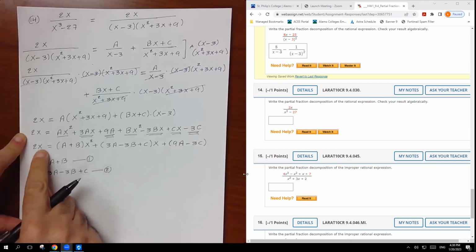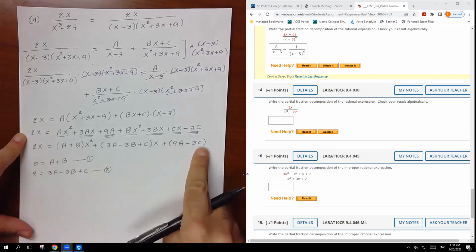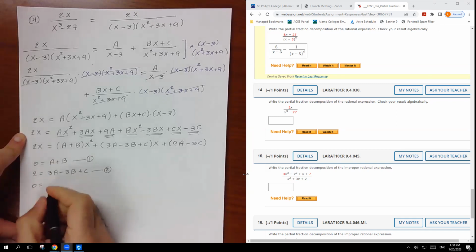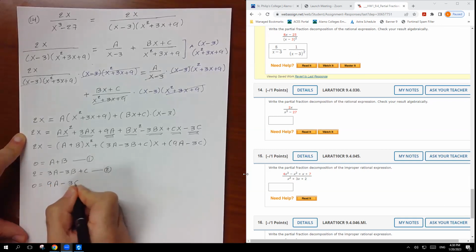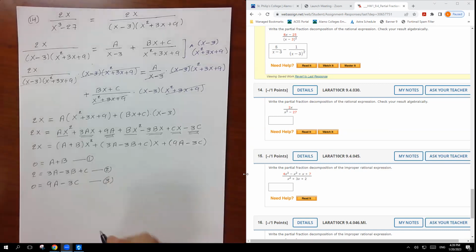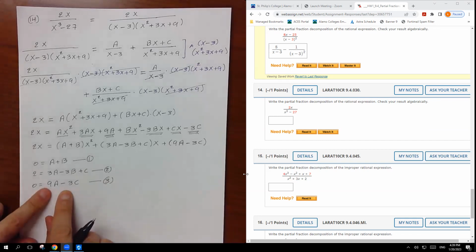And there is no constant here, and this is the constant. That means 0 is going to be equal to 9a minus 3c. So this is the third equation. Now you have to figure out how you're going to solve this to find a and b and c. I'm going to solve these 3 equations by substitution.